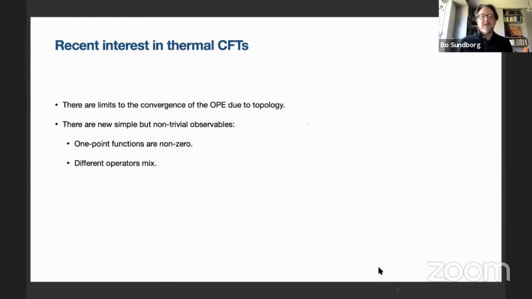For instance, that there are limits to the convergence of the operator product expansion due to topology, that the fact you have a compact thermal circle limits the convergence rate. And there are new simple but non-trivial observables, like one-point functions that are non-zero, and that operators of different conformal dimensions will mix, essentially because you break conformal invariance softly and you introduce a scale.